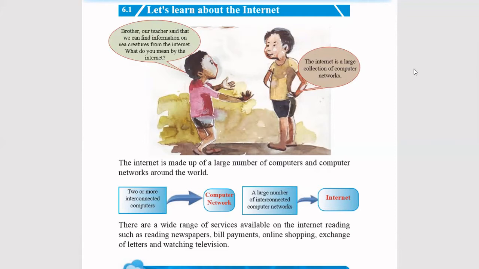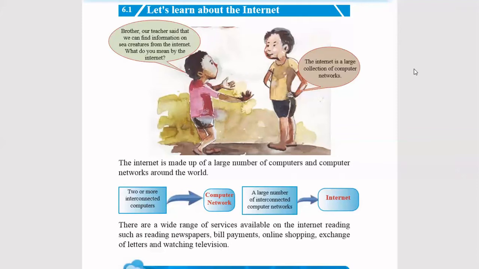A computer network is a collection of two or more computers. If you have so many computers connected together, we have a computer network. And a collection of computer networks, you can think of as the internet. So the internet is the largest computer network in the world. It is made of a large number of computers and computer networks around the world. So that is the internet.